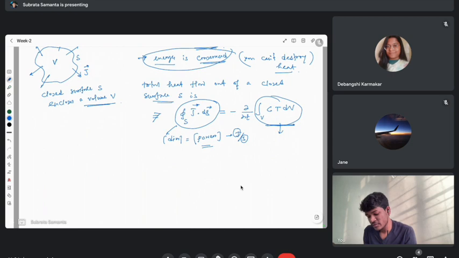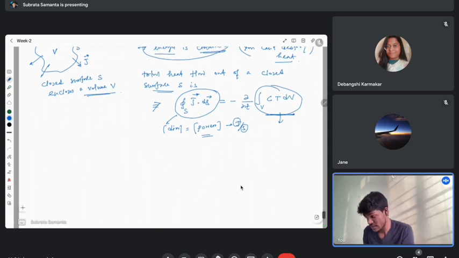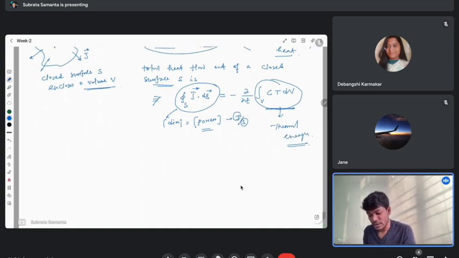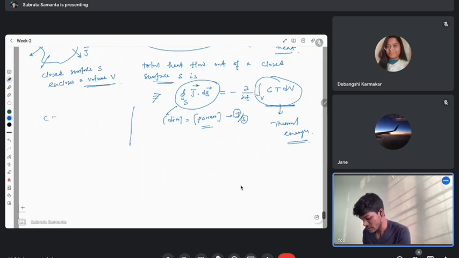Now this is actually the thermal energy. What is the thermal energy? It is the rate of change of the thermal energy, because the material has the energy. Here C is the heat capacity per unit volume. In the previous class I explained what the heat capacity per unit volume is. So C is the heat capacity per unit volume, and T is the temperature.